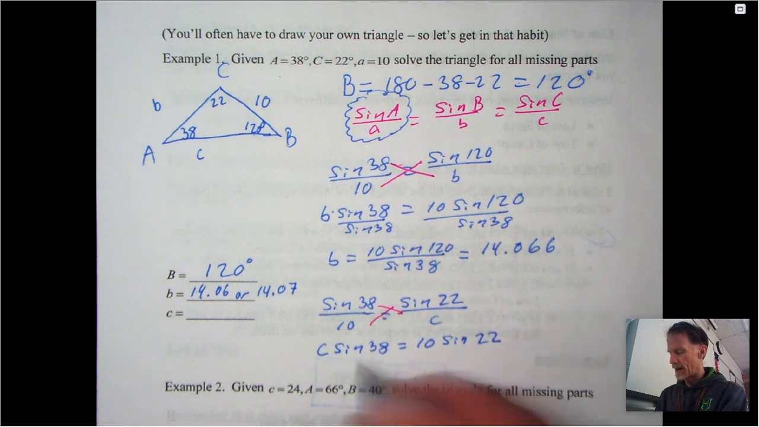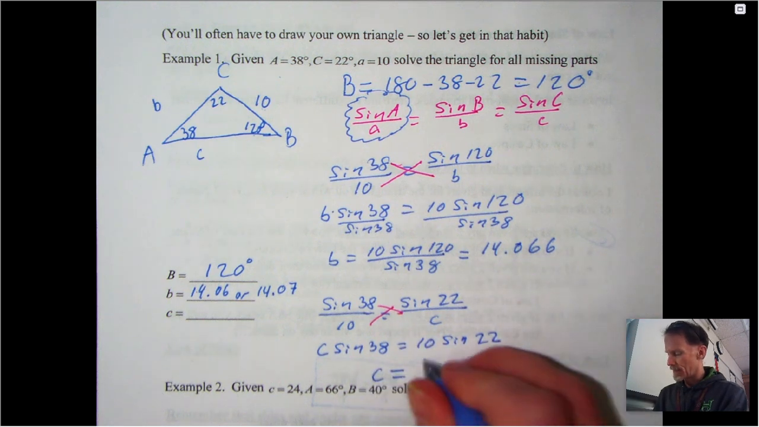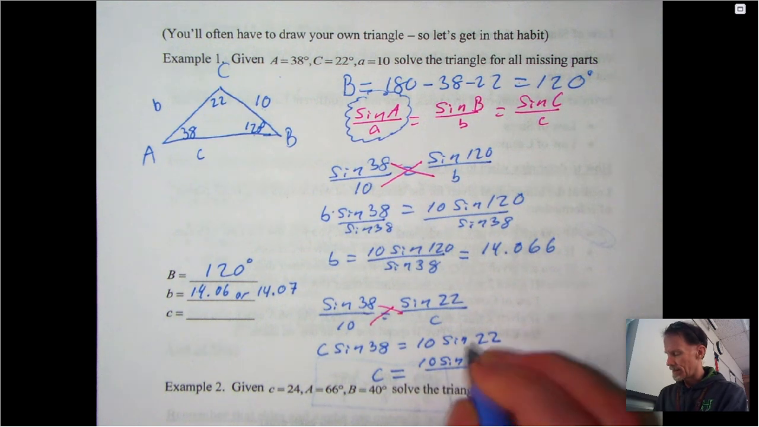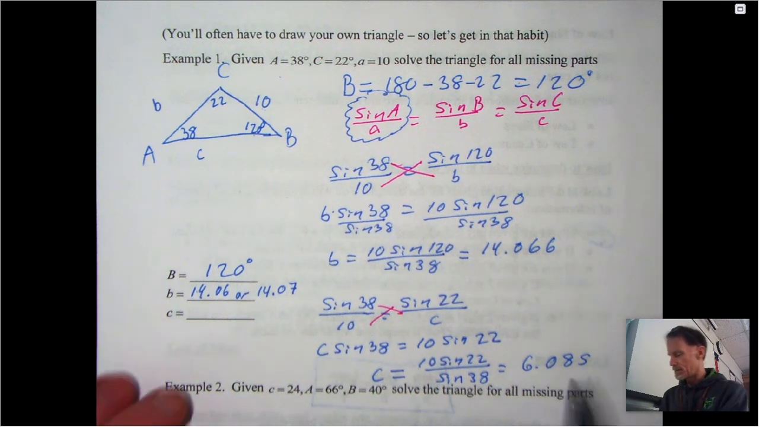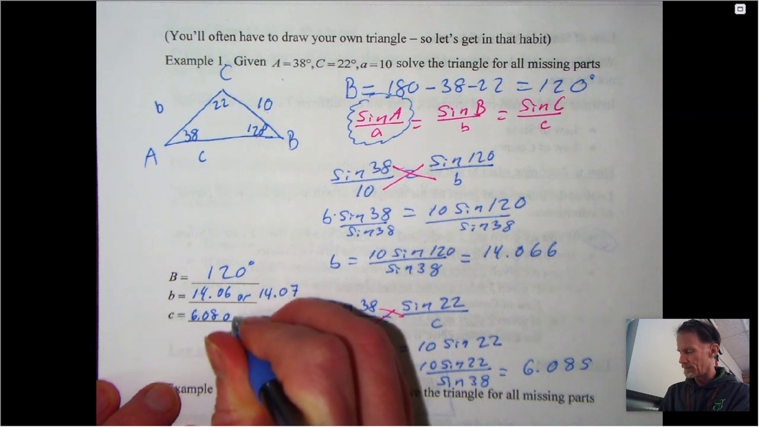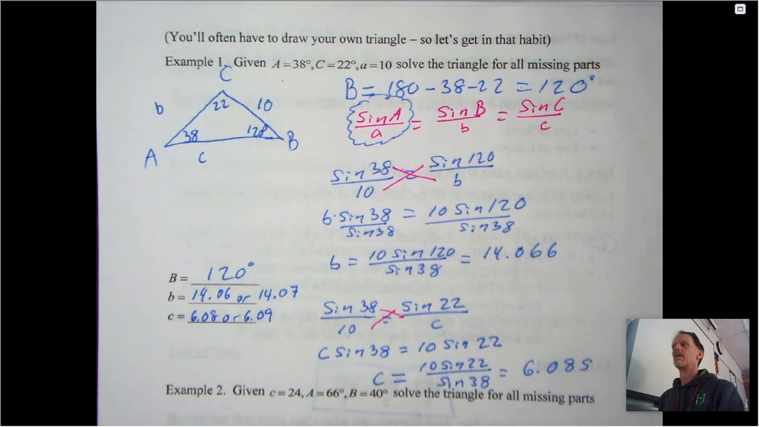And then again, when you divide, I'm kind of running out of room here, but when you divide, you would have C is equal to 10 sine 22 over sine 38, and you pop that into your calculator, and you should get 6.085, which again, second decimal place, I would take either 6.08 or 6.09. That's your final answer on that one. And that's how you use the law of sines.